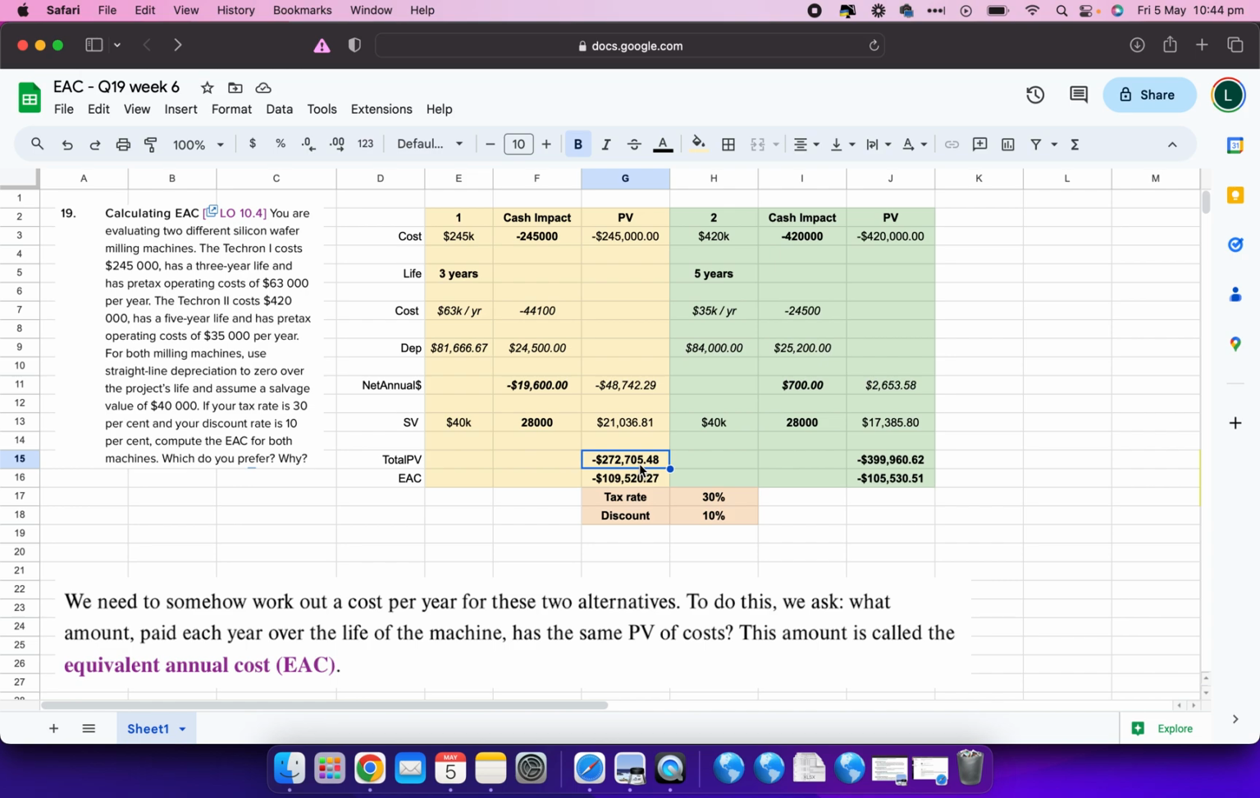So all it's trying to do is give us data where we can compare 2 projects and their cash flows and figure out which one's best.